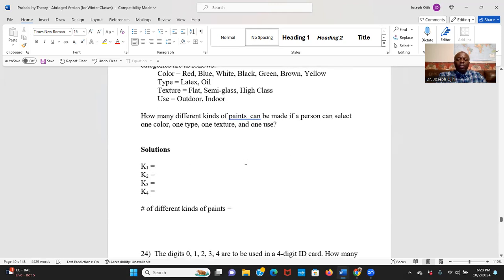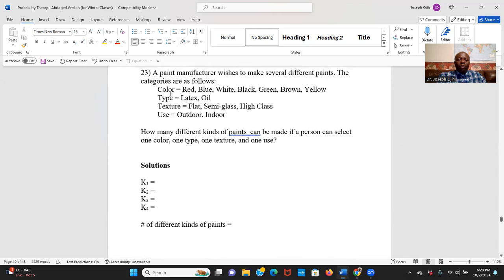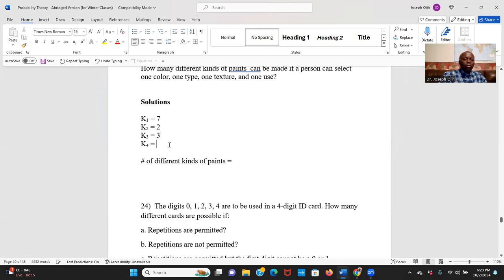So let us get our Ks. Our K1 will be color. How many colors? Red, blue, white, black, green, brown, yellow. 1, 2, 3, 4, 5, 6, 7. K1 is 7 colors. K2 is the type. There are 2 types, latex and oil, so 2. Then K3 is the texture, flat, semi-gloss, high gloss. So it's 3 of them. And then K4 is use, which can be indoor or outdoor, so 2.